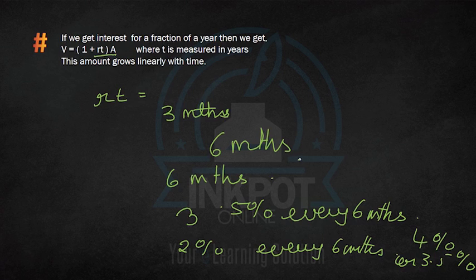So it could be then written as 3 out of 12, or it could be written as 6 out of 12. It could be written as 1 out of 12. So the rate of interest could be divided over 12 months in any which fashion.